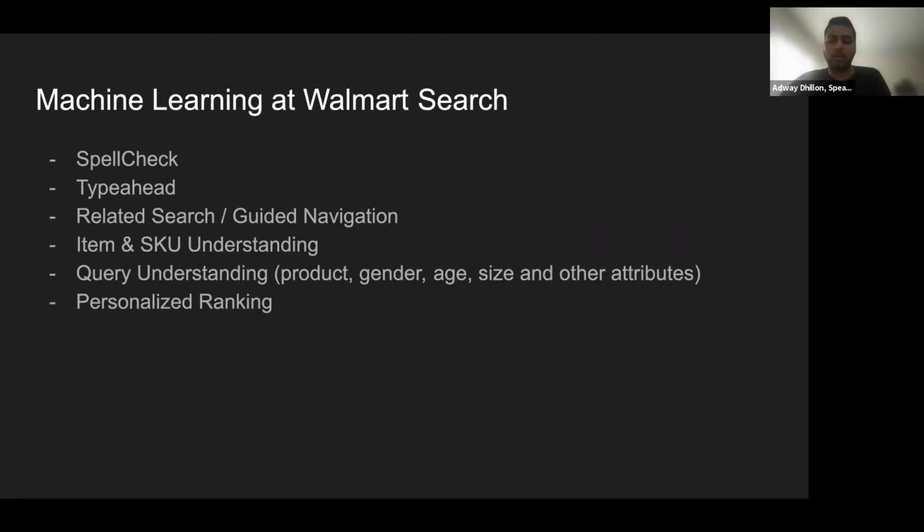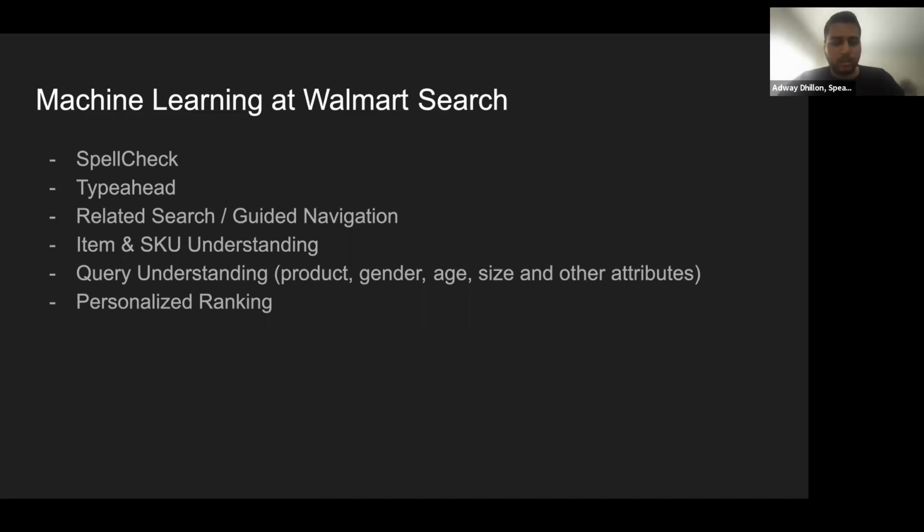So the use cases that we see at Walmart Search for machine learning, some of them are spell check, type ahead, microservices, guided navigation, item and SKU understanding. So item and SKU understanding is usually an async task. We have models running 24/7 pretty much that understand how better to decipher SKUs and SKU attributes.